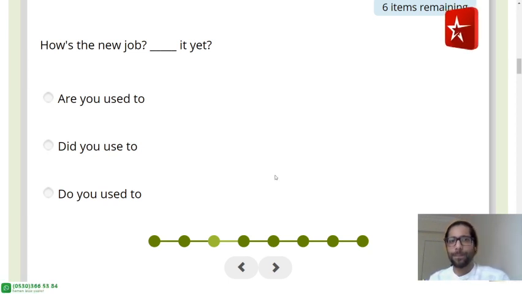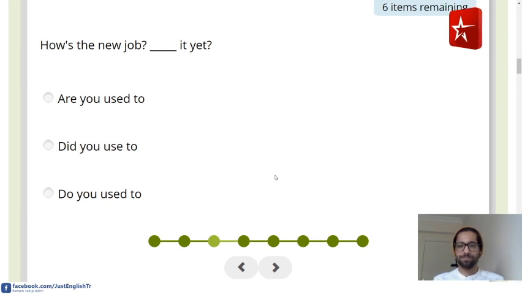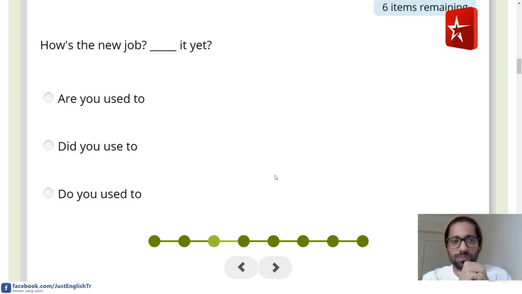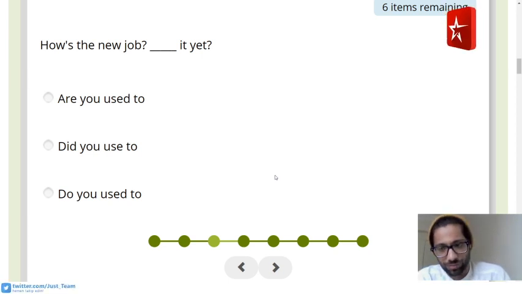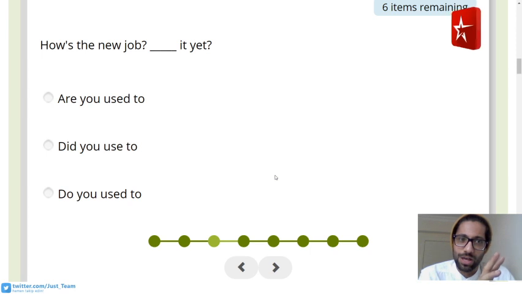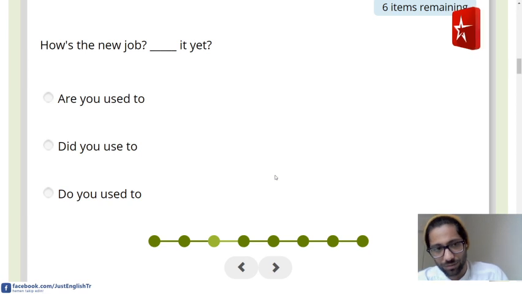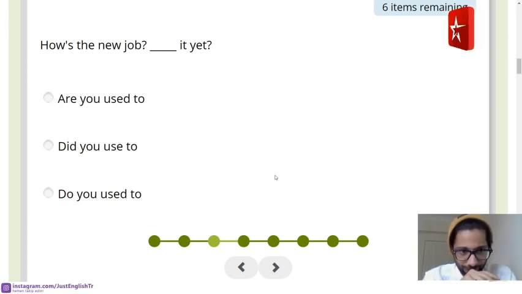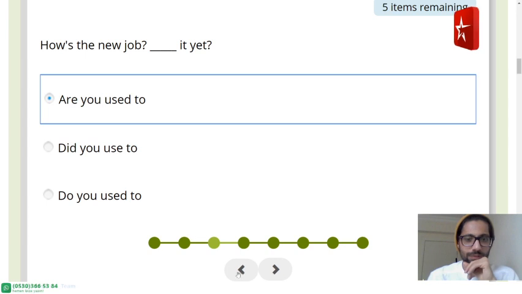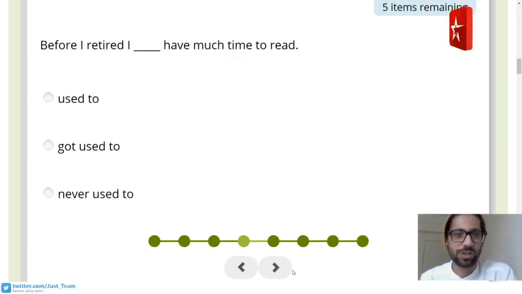How is the new job? Blank it yet. It can be familiar with something, and it can be the process of getting familiar with something. Now, because he got the job, so it's the process of becoming good with something. So what we will use? A. Okay, let's go with A. I will kill you if your answers are incorrect.